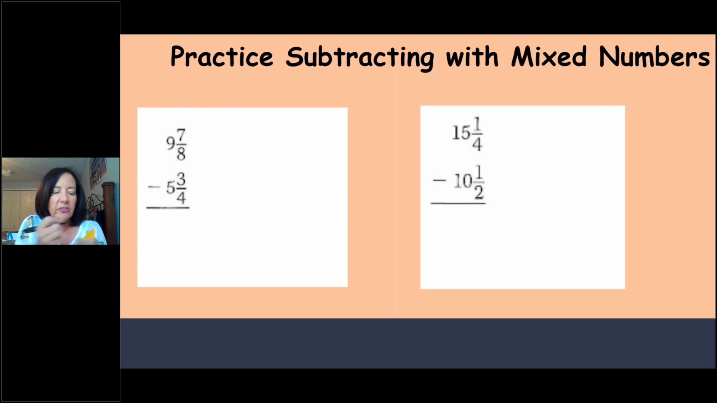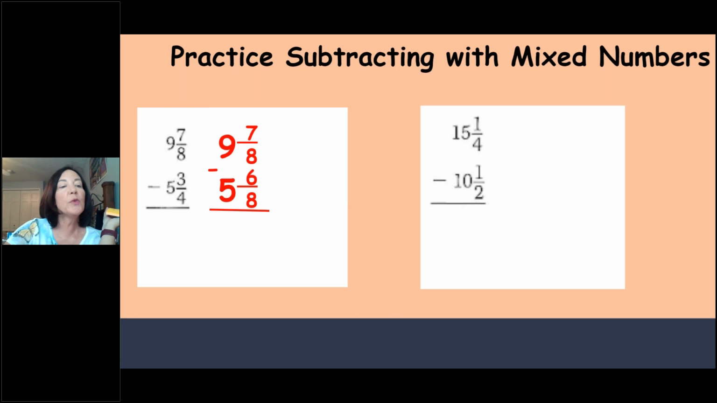So we've got 7/8, but we have to rewrite 3/4 as eighths. So what's that going to be? 3/4 equals how many eighths? 6/8. Nice. And so we can rewrite the problem. We had 9 7/8 minus 5 6/8. So what's that going to be? What's that answer going to be? Subtract the fractions first, and then we'll subtract the whole numbers. That's going to be 1/8. So it would be 4 and 1/8.